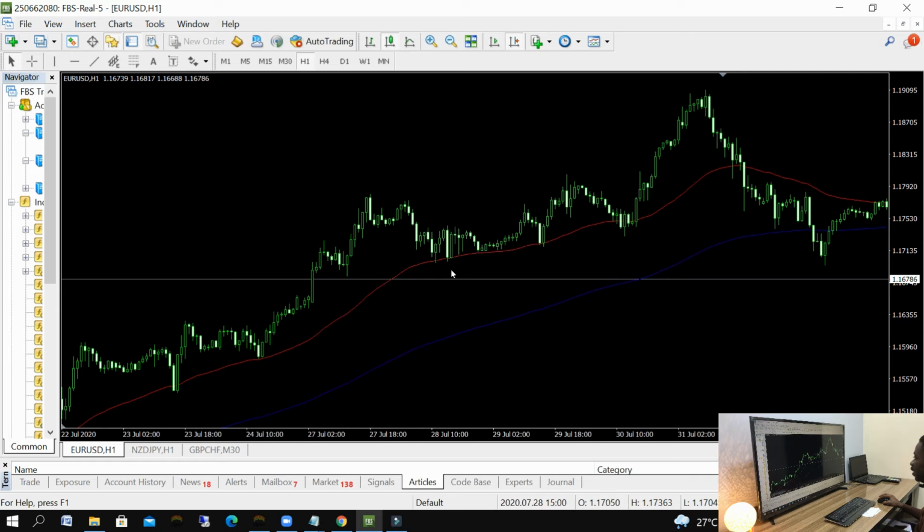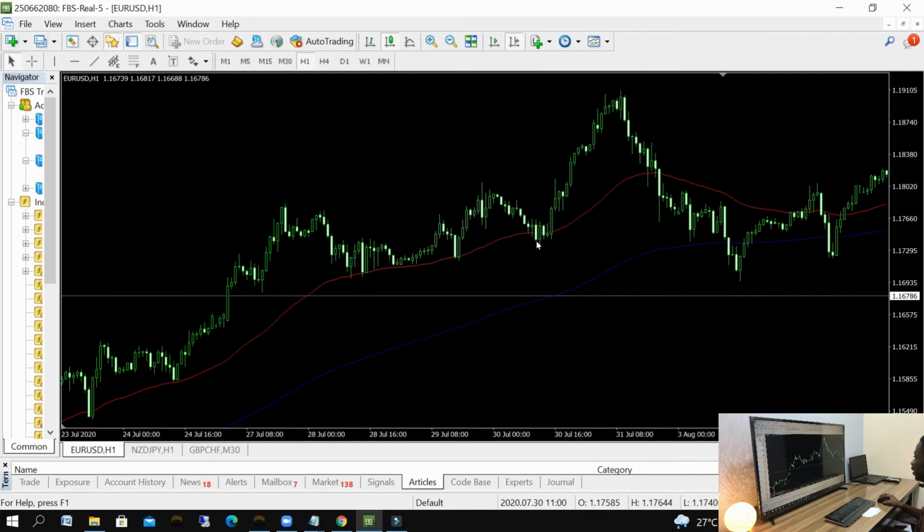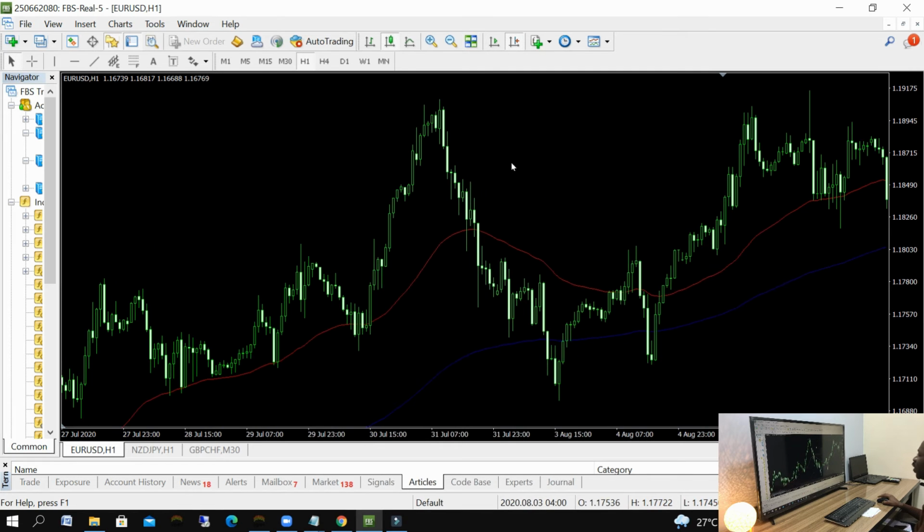I think you can enter for this trade too. You can go buy. It closes down here, it entered for buy. It closes down here, you enter for buy. So it's very good for scalping.